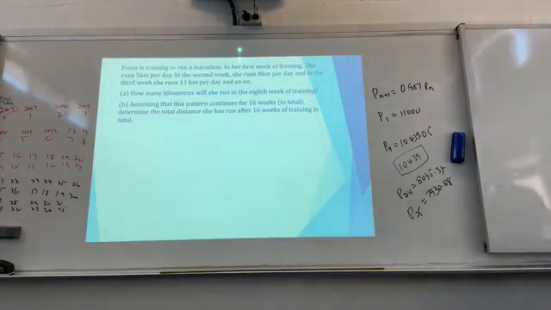All right, Fiona is training to run a marathon. In the first week of training, she runs 5 kilometers per day. In the second week, she runs 8 kilometers per day. And in the third week, she runs 11 kilometers per day, and so on. How many kilometers will she run in 8 weeks of training? So I'm going to highlight: first week is 5K, second week 8K, third week 11K.